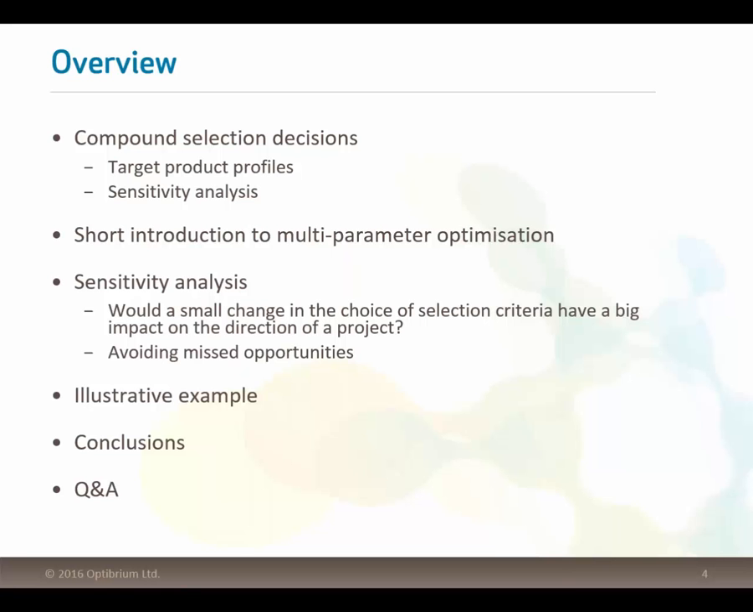For example, would a small change in the choice of selection criteria for our compounds have a big impact on the direction of a project? And really, this is about avoiding missed opportunities, maybe making sure that we're considering all reasonable routes for our project before focusing too quickly. I'll give an illustrative example of this using an example data set before drawing some conclusions.